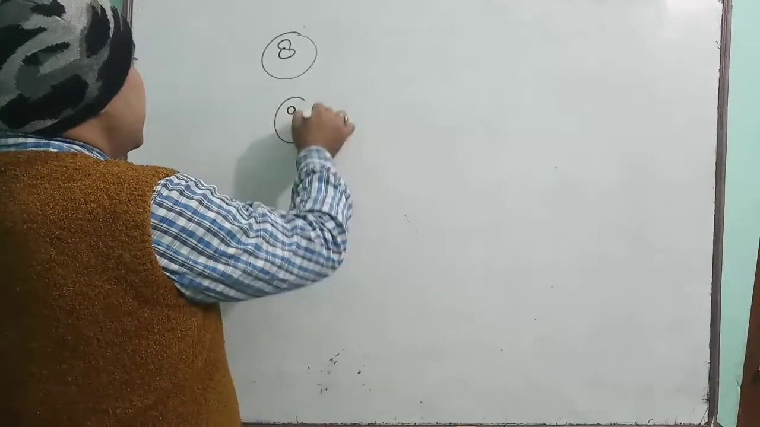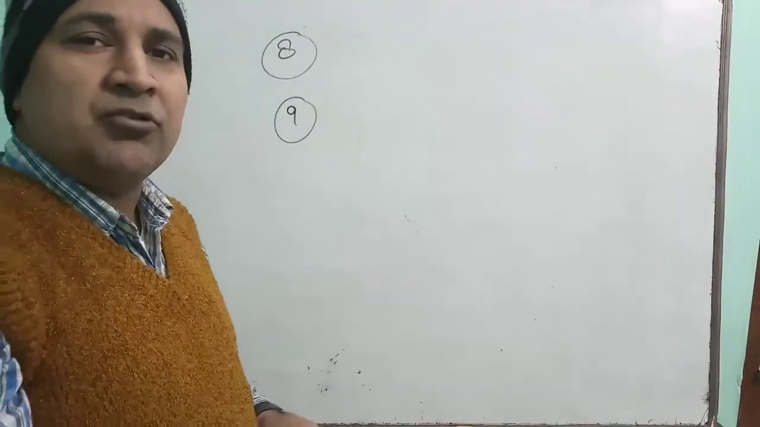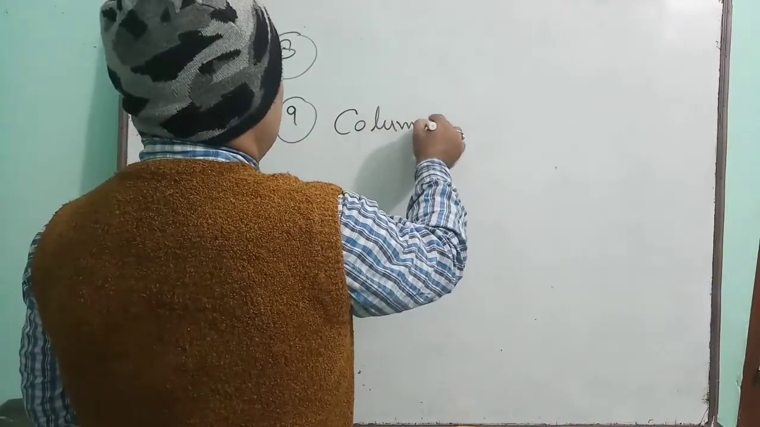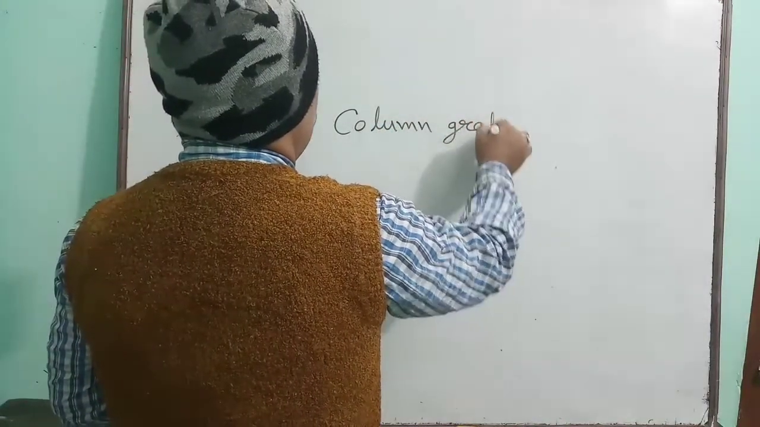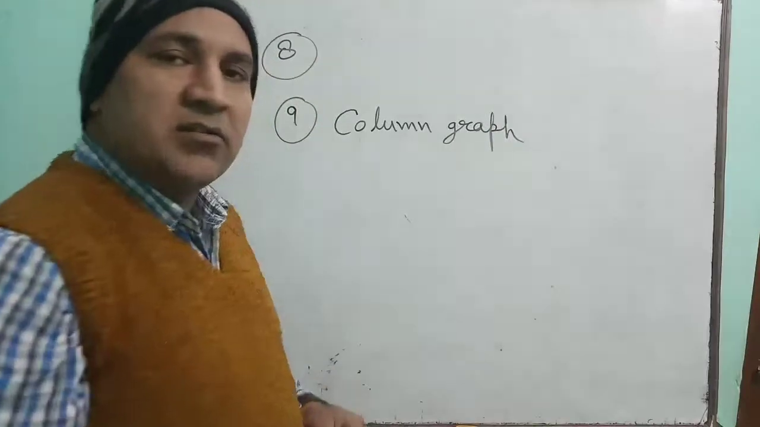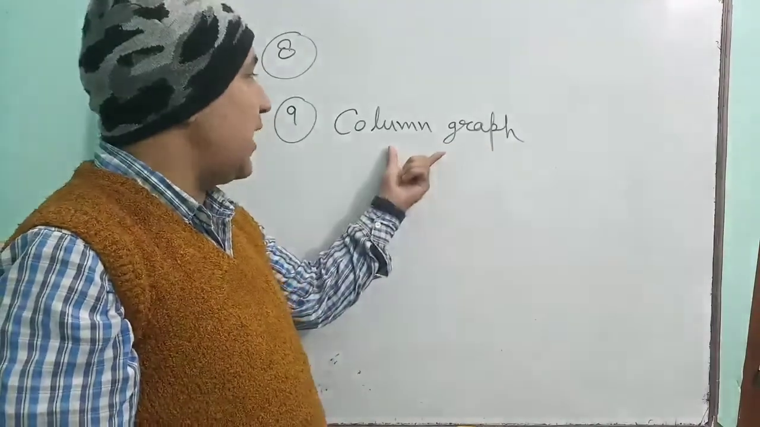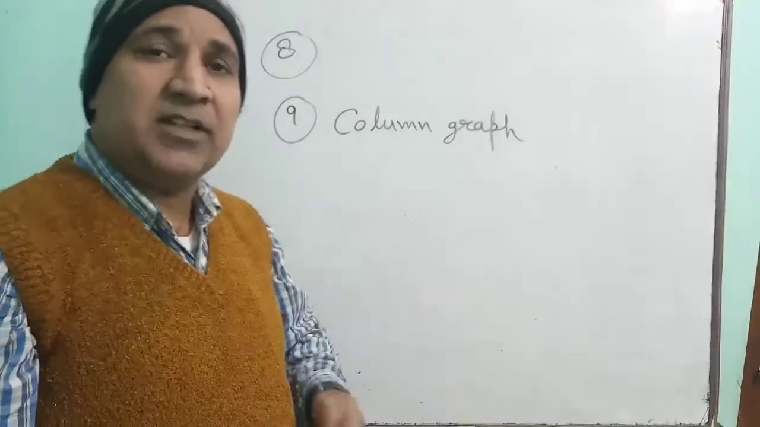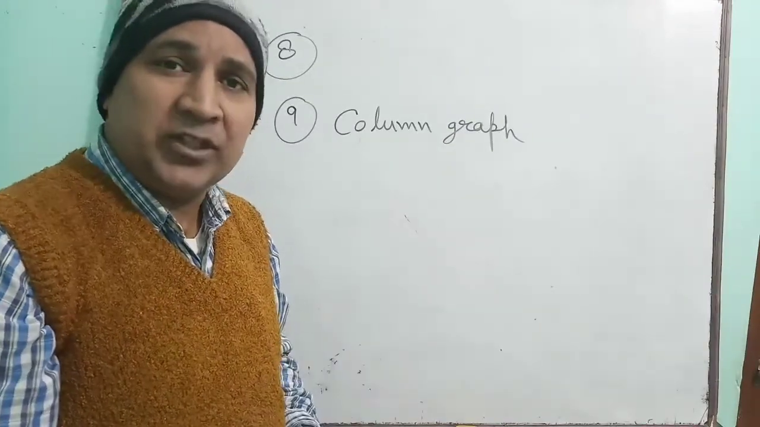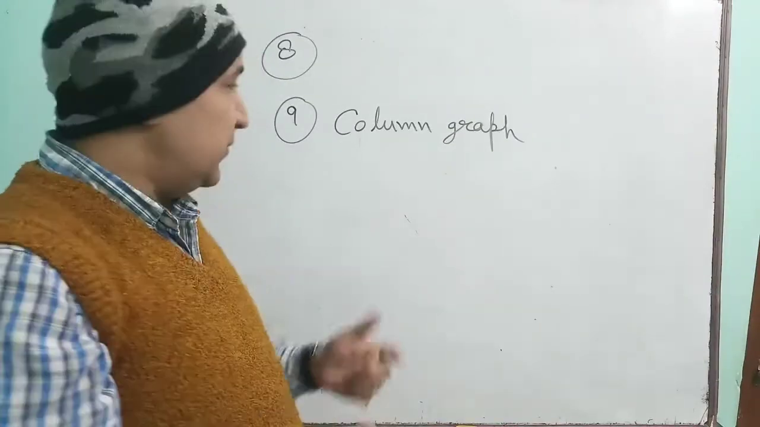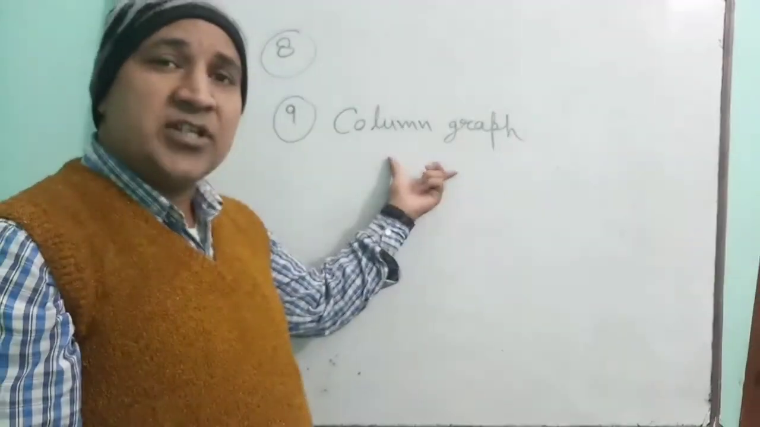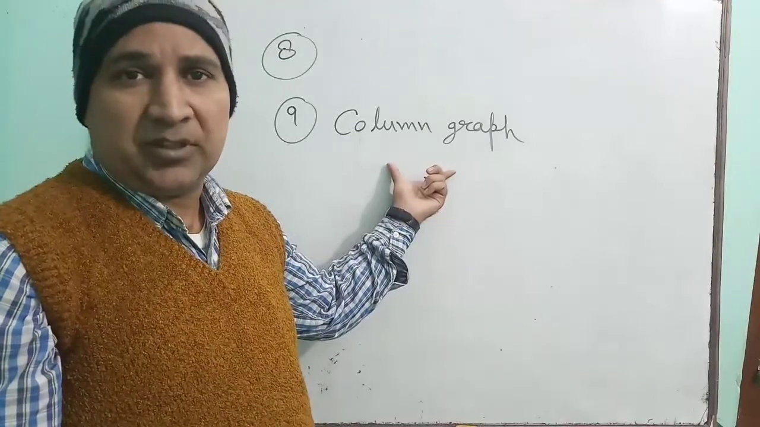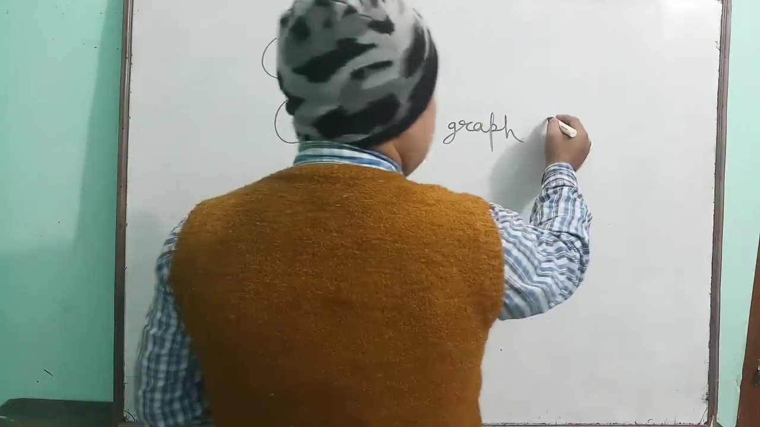In question number 9, you have to draw the column graph. Children, in class 6, you have studied how to draw the column graph. I will tell you the method when I start the chapter mensuration. But before that, you will revise your class 6 mathematics, how to draw the column graph. I am giving you one example.